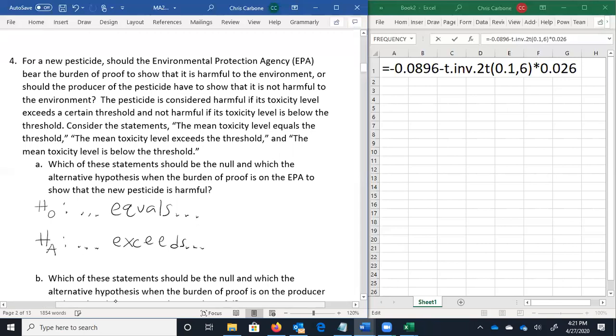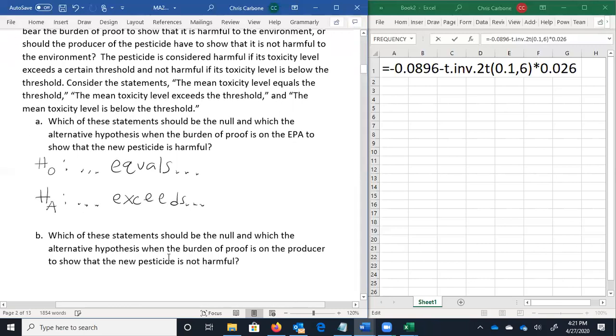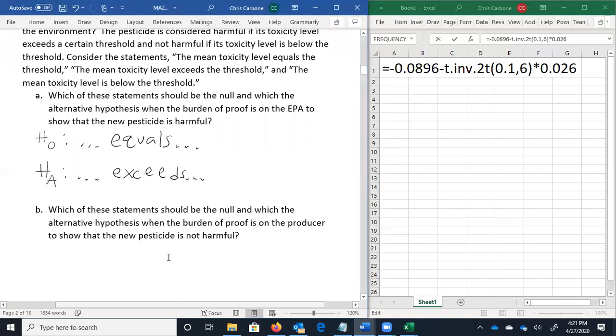Likewise, if the burden of proof is on the producer to show that the pesticide is not harmful, it has the same null hypothesis. So let me write that out. But the difference with the alternative now, since we want to show it's not harmful, is that it's below the threshold. Again, I'm just going to write the word below, since that's what it'll be.